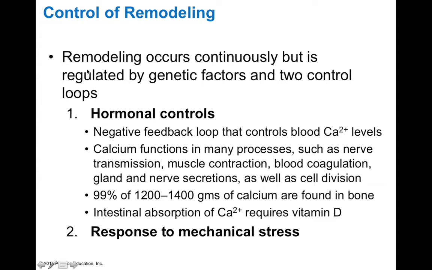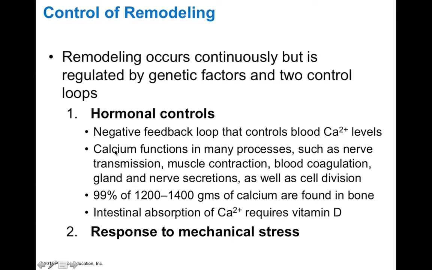hormonal factors. The hormonal controls of remodeling include negative feedback loops that regulate blood calcium levels. If blood calcium levels are too high, that's going to stimulate bone deposit, where calcium is stored within bone. Or if blood calcium levels are too low, this is going to stimulate bone resorption. That way you can release some of the calcium from bone into the bloodstream to get your blood calcium levels back up.